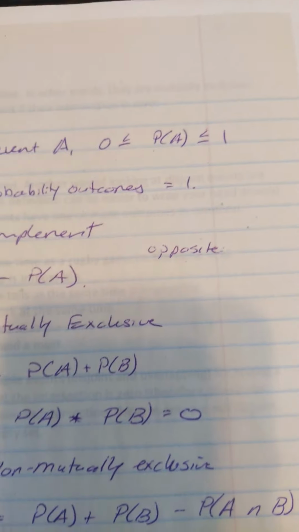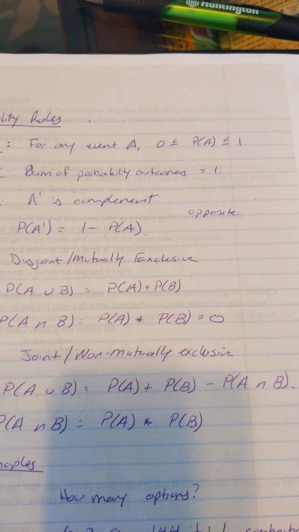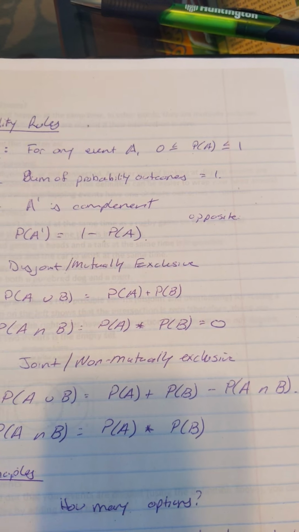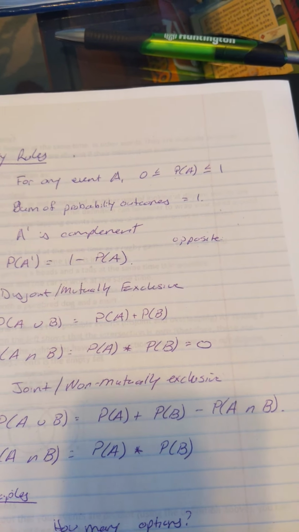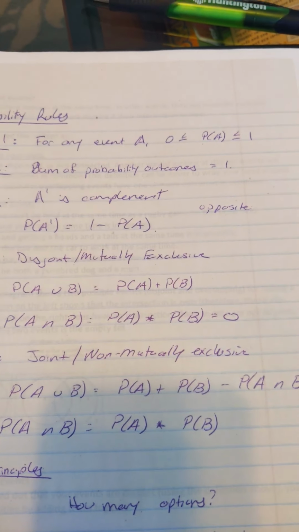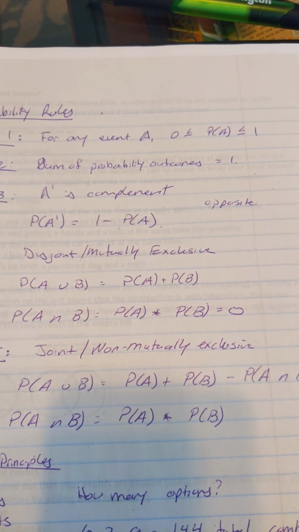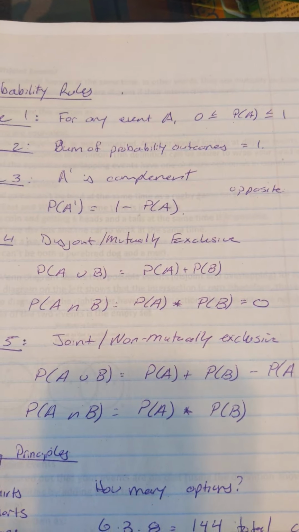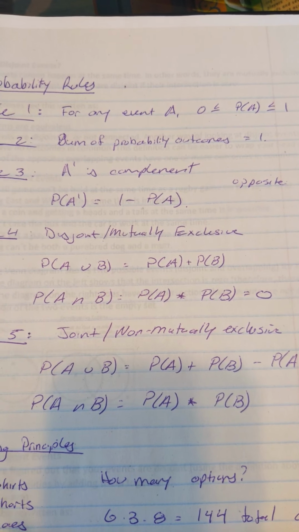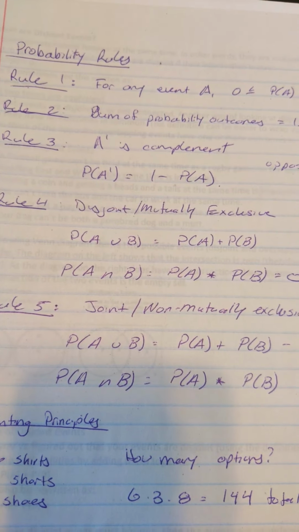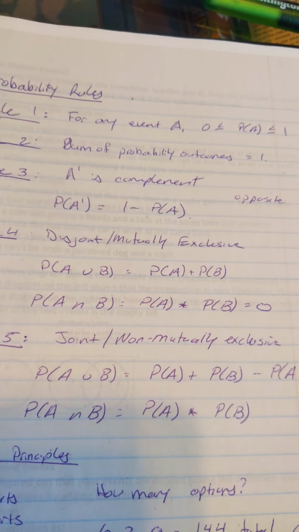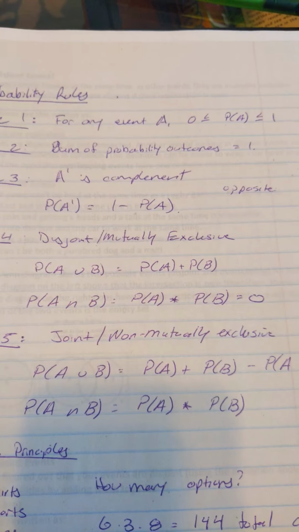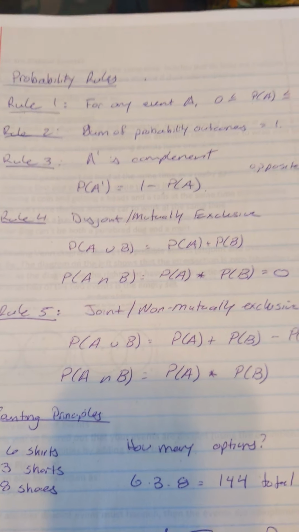The probability of event A will always be between 0 and 1. The probability of getting anything can never be less than 0, and you can never have more than 100%. The sum of all the probability outcomes always has to be 1. So no matter how many outcomes, if you think of flipping a coin, 1/2 for tails, 1/2 for heads, 1/2 plus 1/2 is 1. That's how rule 2 works.